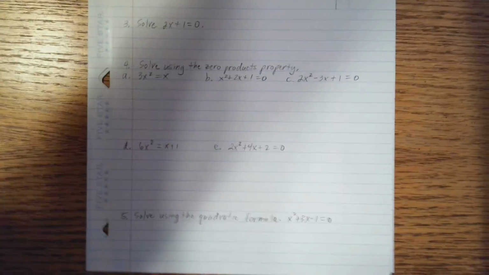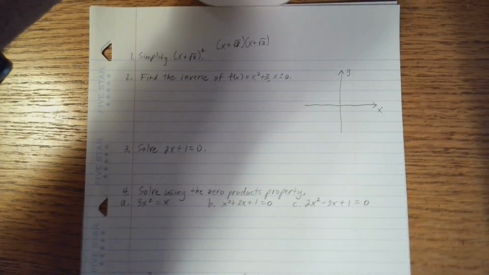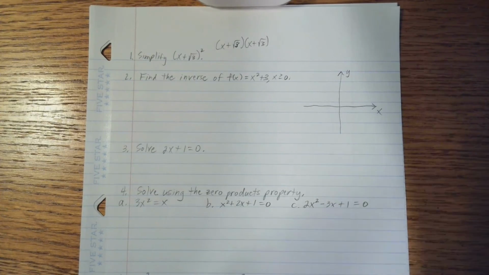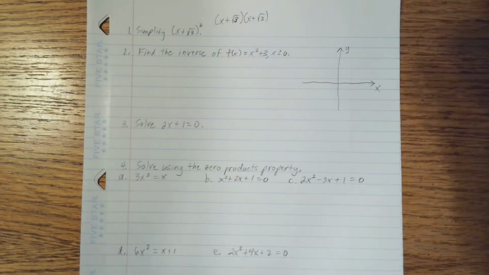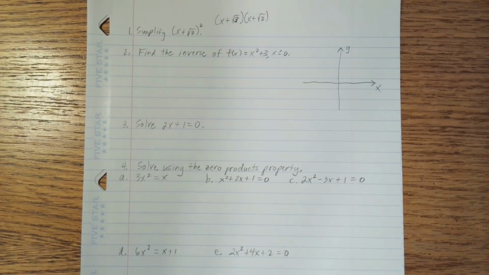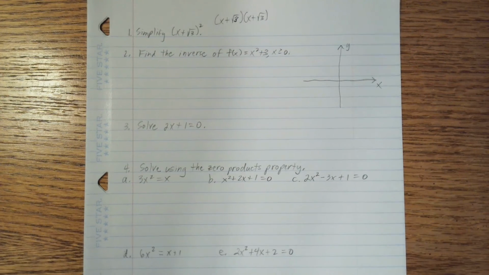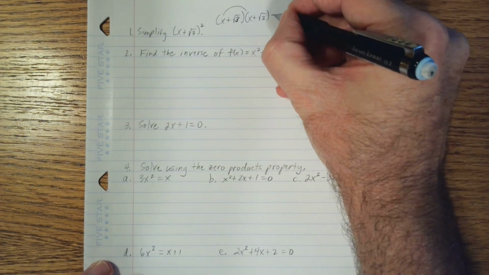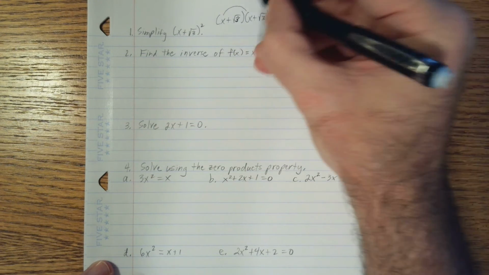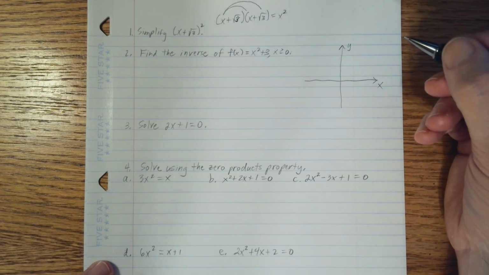All right, let's go back to number 1. Oops, let me just fix this a little bit. There we go. Okay, so we're on number 1. And of course, we're going to want to FOIL this. So we'll multiply our first terms. We get x squared.